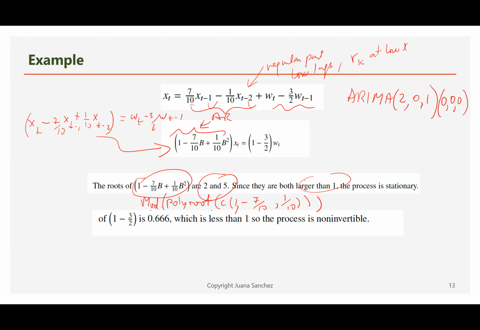And now we need to check that the MA part is invertible. So we do mod of polyroot of c(1, -3/2), and that gives us a root 0.66, which is less than 1. So that means this process is non-invertible. So this will not be a good model for forecasting.